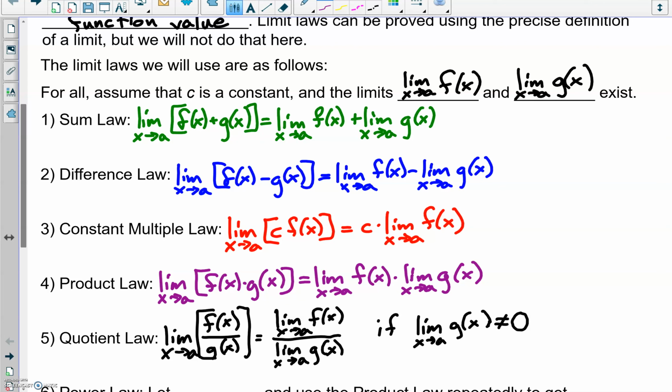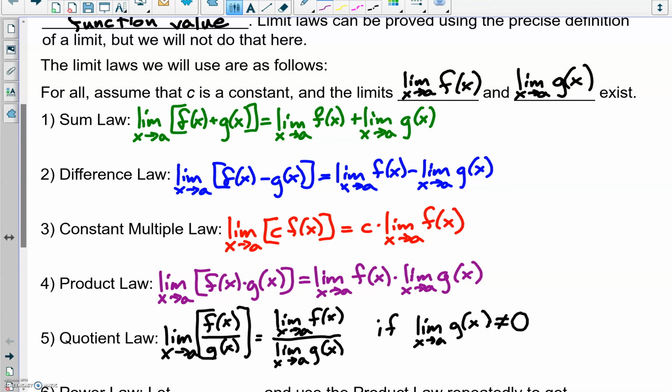Difference law, same thing. If you want to find the limit of the difference of the functions, you do the individual limits first and then subtract the results. If you're multiplying a function by a constant and want to find the limit of that, you can just find the limit of the function and then multiply that result by the constant. If you're doing a product of 2 functions and you want to find the limit of that product, you can do the limit of the individual functions and then multiply those together.